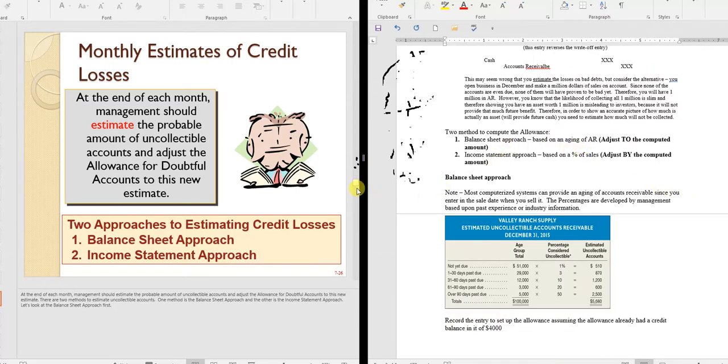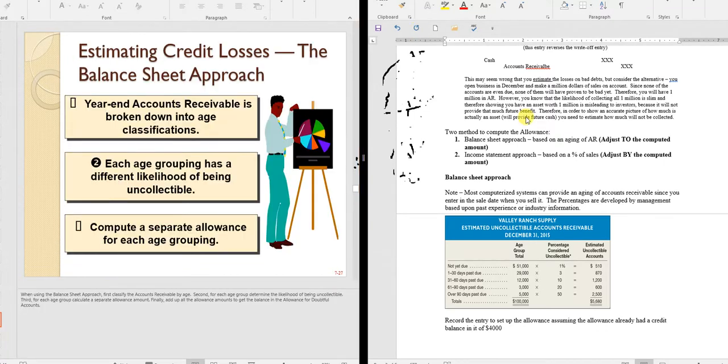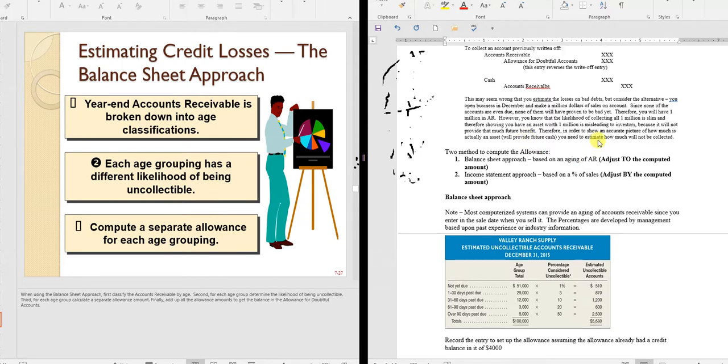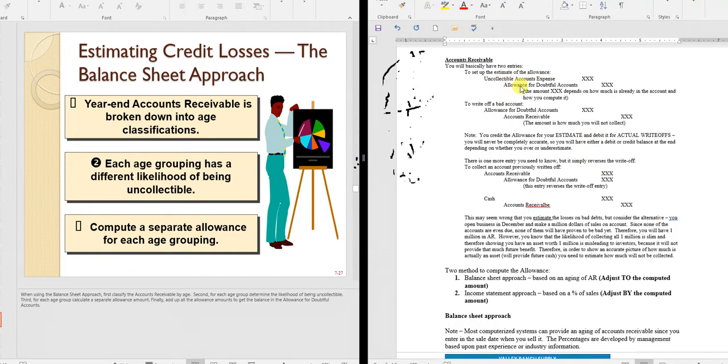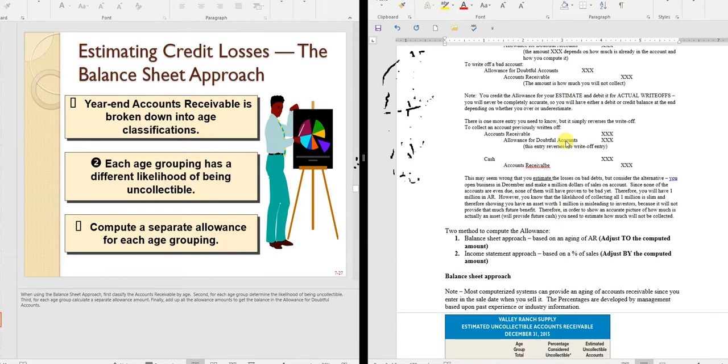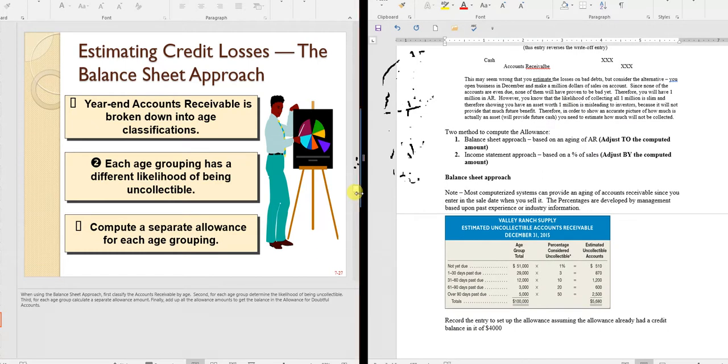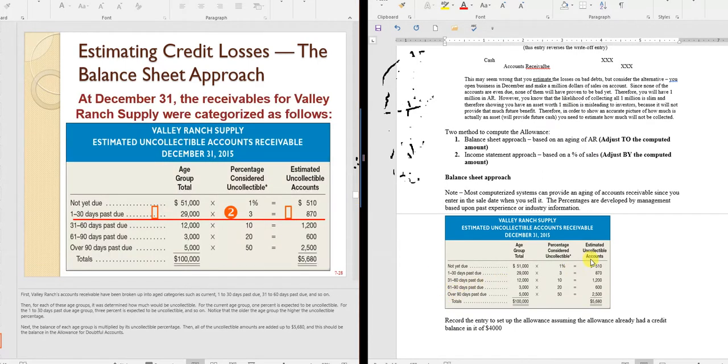Under the balance sheet approach, I'm going to analyze accounts receivable to figure out how much goes in the allowance for doubtful accounts. And why is it called a balance sheet approach? Because accounts receivable is an asset. So I look at an asset to determine how much goes in the allowance, and the allowance is a contra asset. So both of them are on the balance sheet. Asset, contra asset.